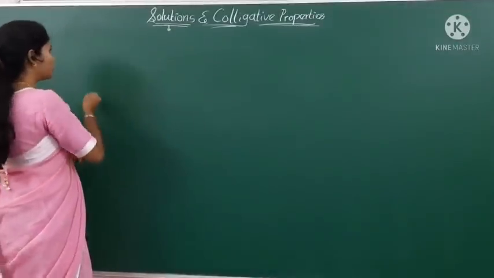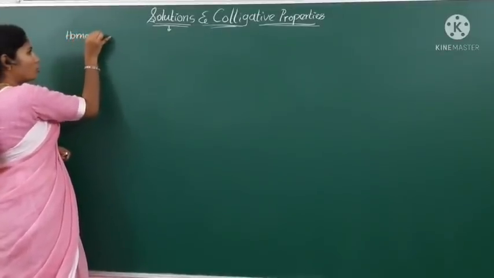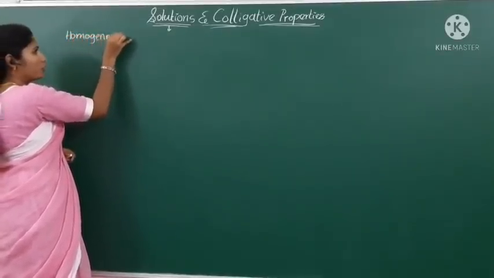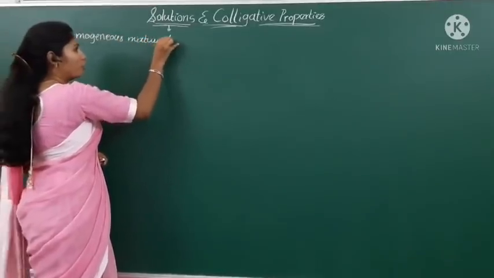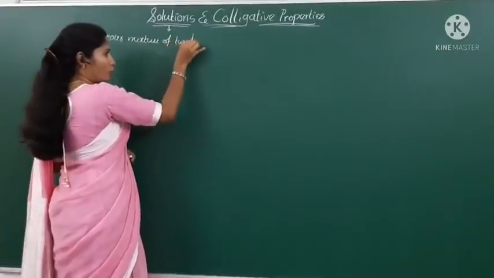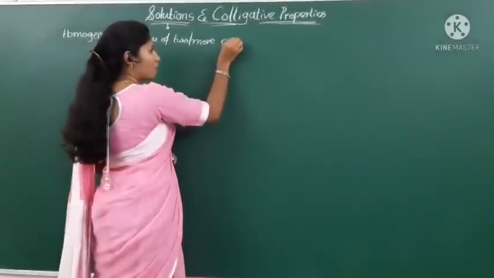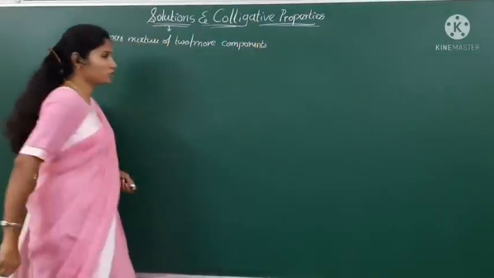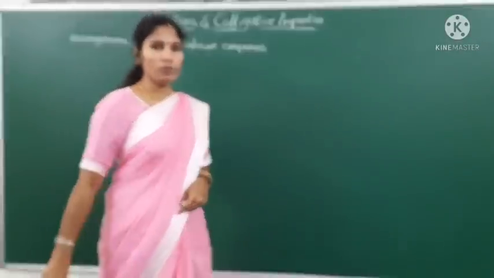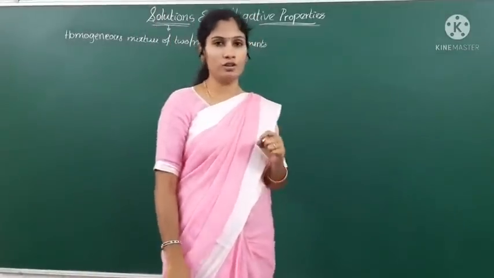What is meant by a solution? A solution is a homogeneous mixture of two or more components. What is the definition of a solution? It is a homogeneous mixture of two or more components, and it is called a solution.